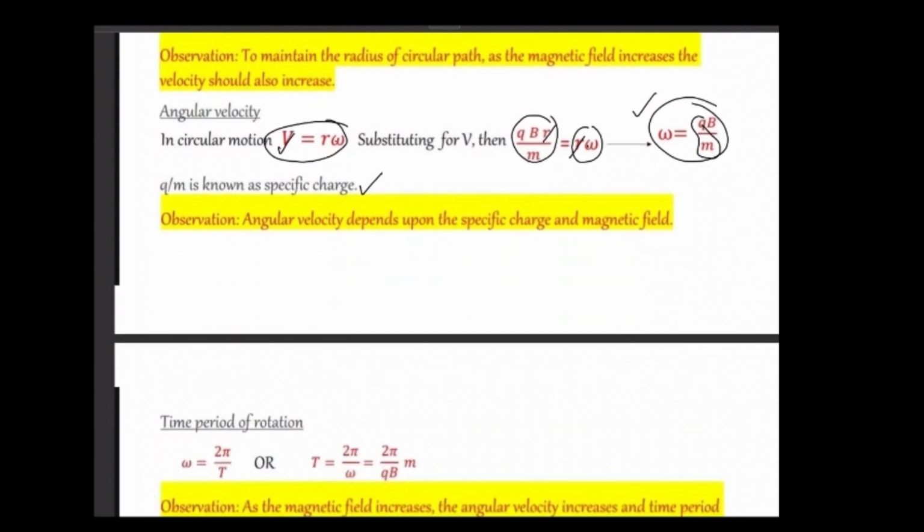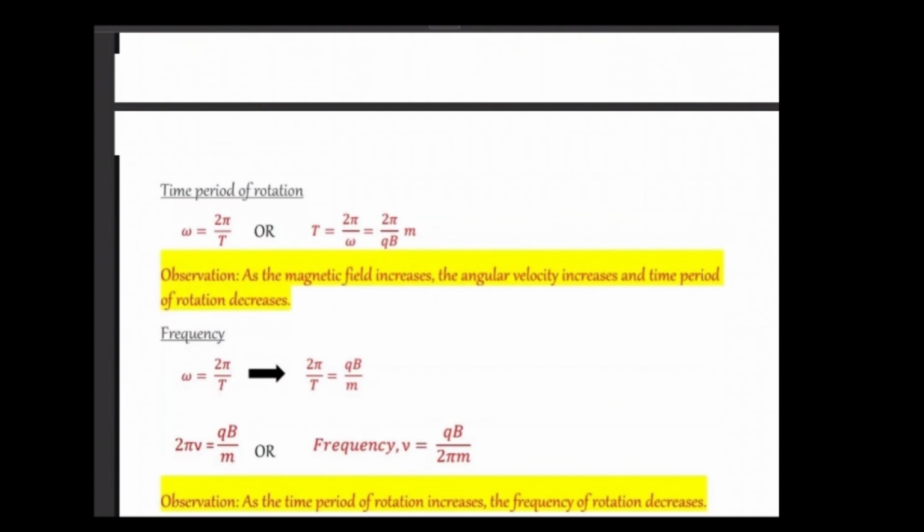Once we have the value for omega, we can find the time period of rotation, because you know the relation connecting time period and angular velocity is ω = 2π/T, or T = 2π/ω. Substitute the value of ω from the previous section, which is qB/m. So you will get the equation of time period as T = 2πm/qB.